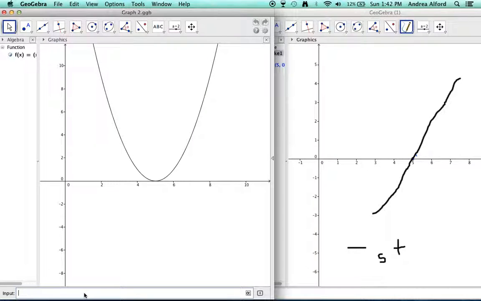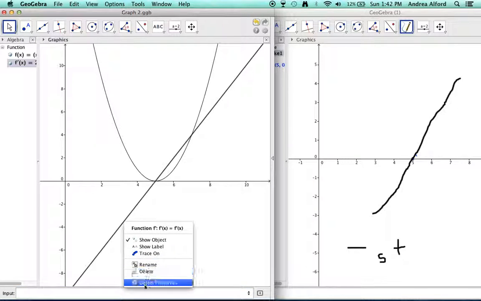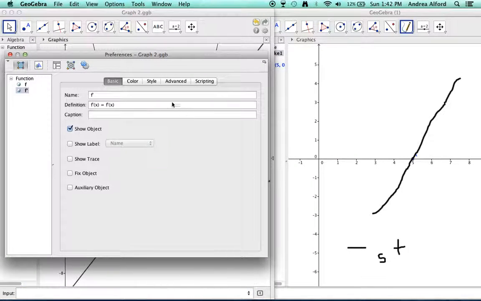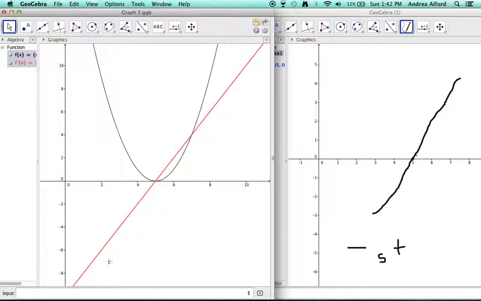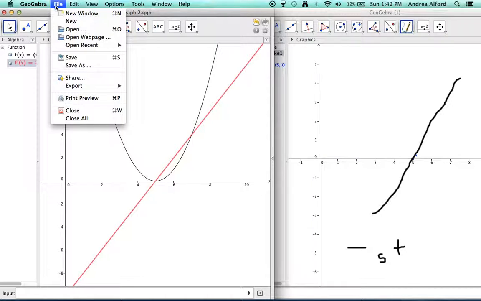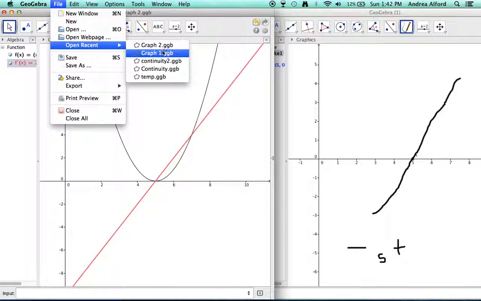If I come over here and check, I can see that, yep, indeed, we'll just change the color of this so you can see it. Indeed, what happens is I have a graph that's negative, it's 0, and then it's positive. Mine's not perfect, but it's pretty good. All right, let's look at one more example. I'm going to open up one more graph here.